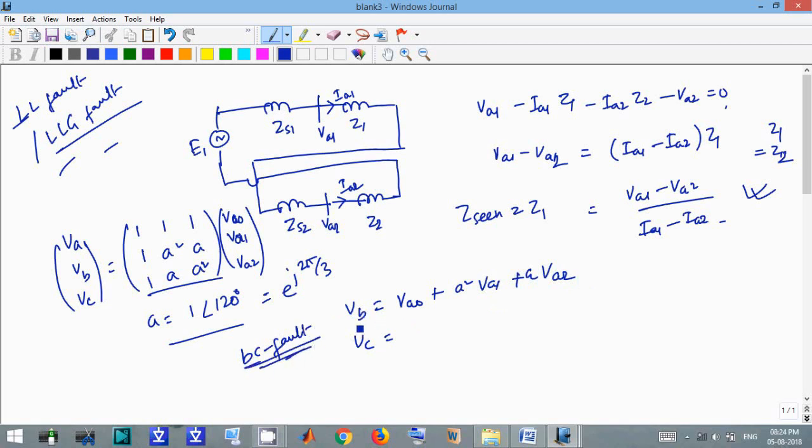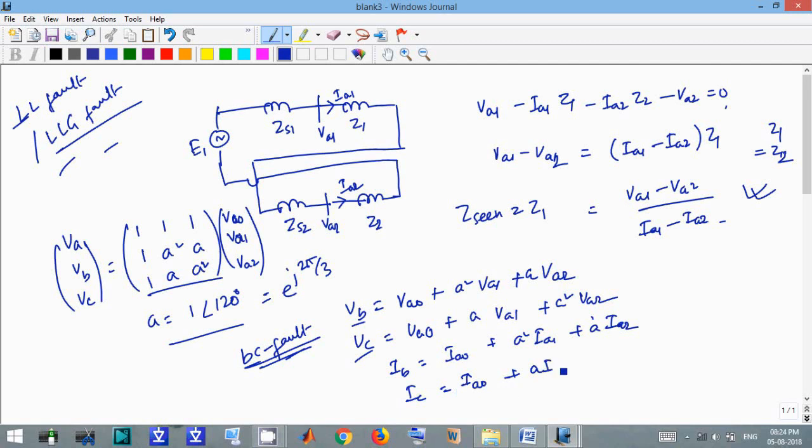So we need to calculate VB and VC and IB and IC. So this will be our VA0 plus A VA1 plus A square VA2. In case of IB also, IA0 plus A square IA1 plus A IA2, and IC equals to IA0 plus A IA1 plus A square IA2.